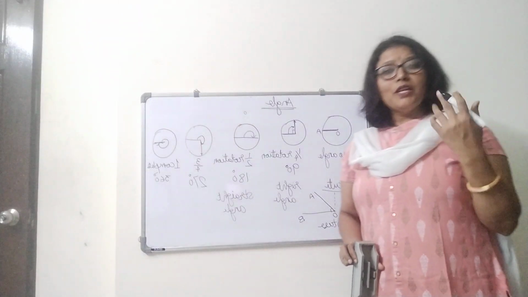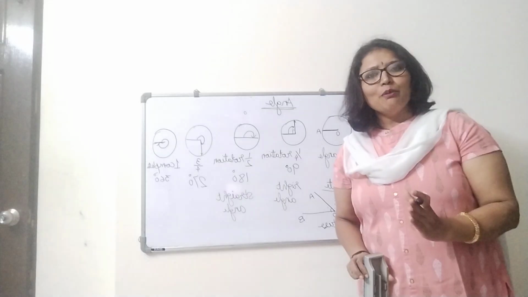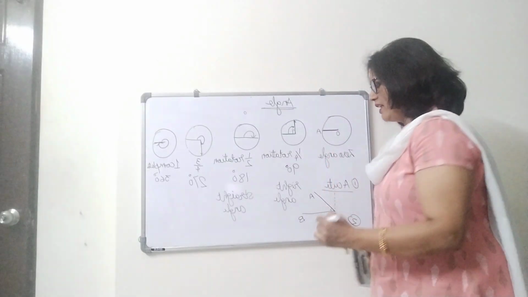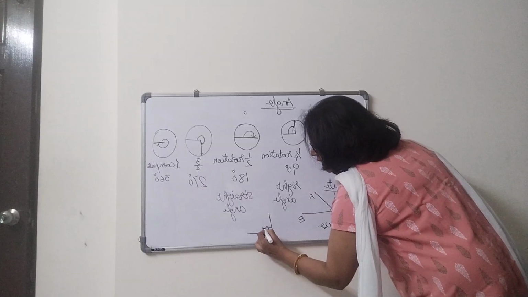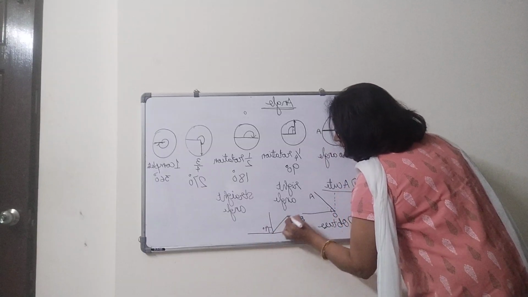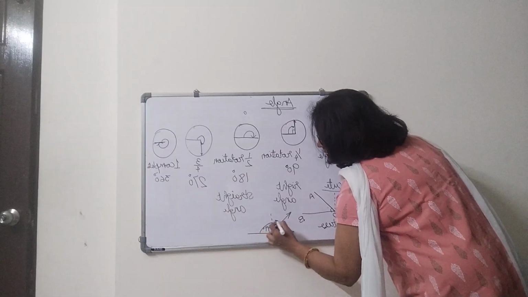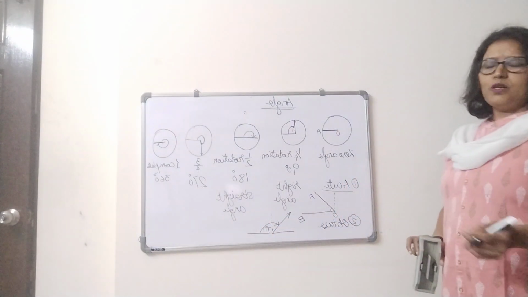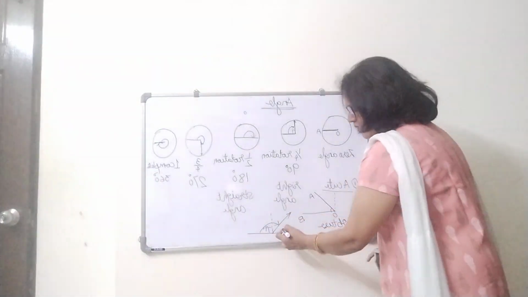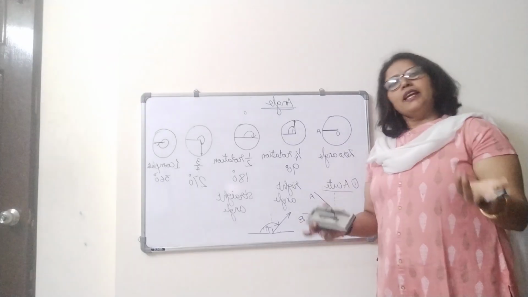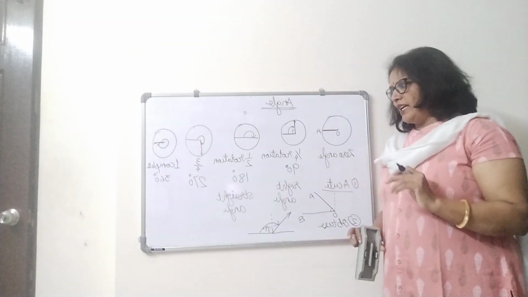The angle whose measure is more than 90 but less than 180, that type of angle is called an obtuse angle. So we see here, this is 90 degrees. So obtuse means somewhere here, because this angle is called an obtuse angle, because the measure is more than 90. This is 90, more than 90, and this is still here 180, but less than 180. That type of angle is called an obtuse angle.